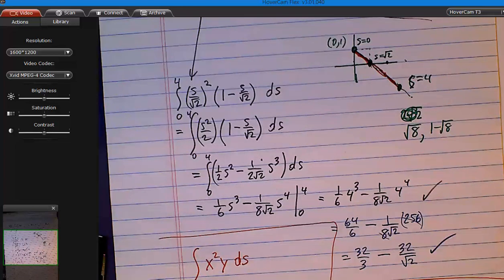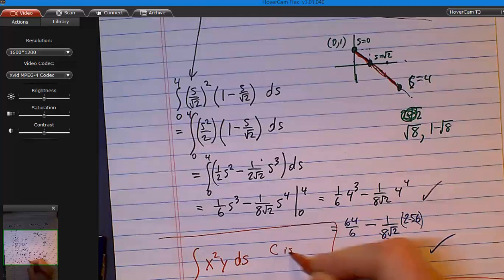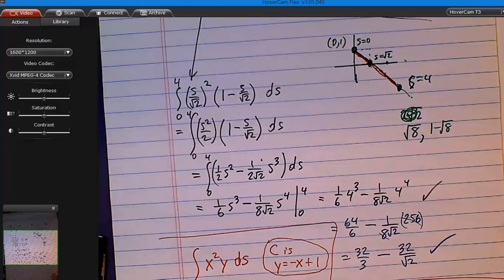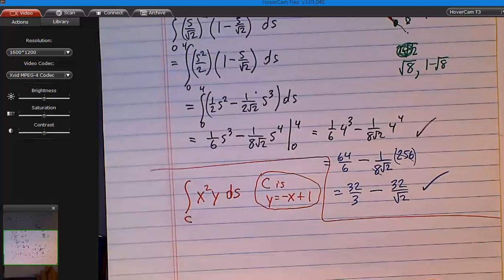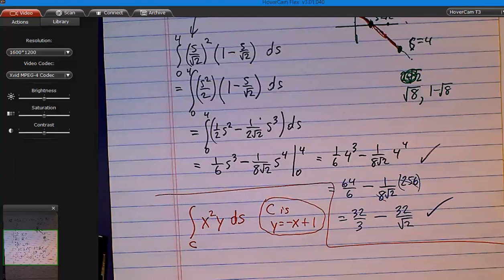Now, if I asked you what's the equation of that curve, I could ask my beginning algebra students that one, and they would all say, oh yeah, that's a line. What's the equation? Negative x plus 1. That's my curve. Now, the beginning algebra student would not know how to parameterize a curve, but you can do that.